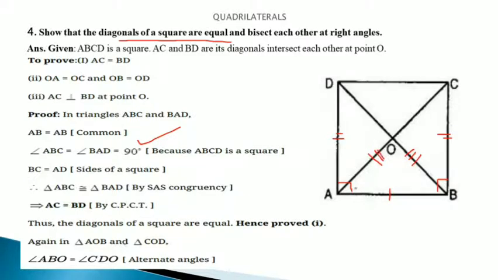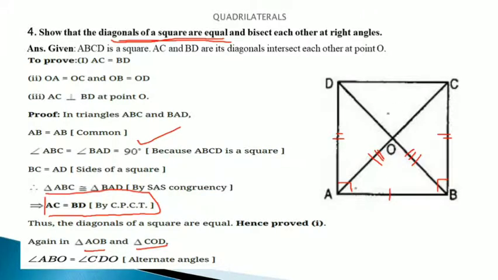It means we have shown by the CPCT result that these two which are making the diagonals of a square are equal to each other. So first part we have proved that diagonals of a square are equal. Now we have to prove that they bisect at right angles. Now for proving the bisection point, let me take triangle AOB and COD. AOB, COD. These two opposite triangles we are taking.